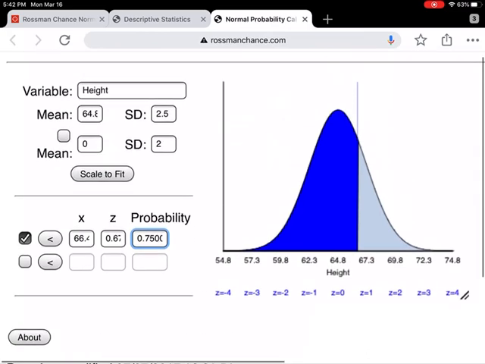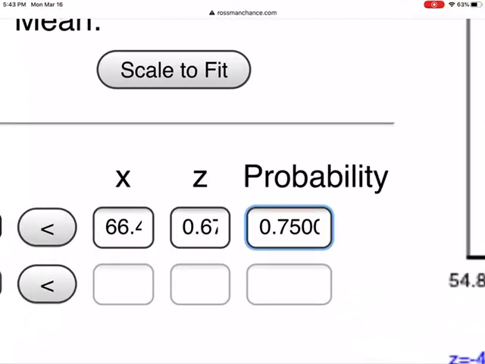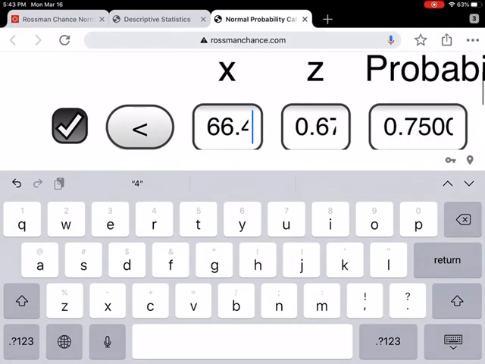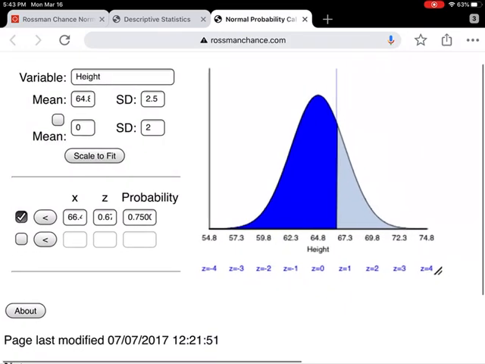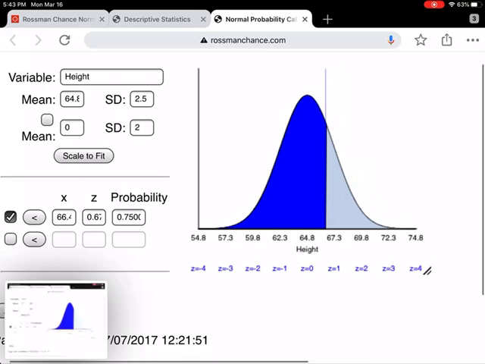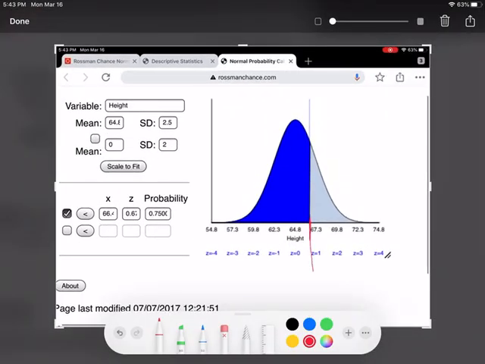That's looking right. So here we've got the shortest 75%, and it tells me right here, it's a little bit hard to see, but it tells me that that height is 66.4 inches. So that is the line. Let's see, I'll screenshot this one too. This line right here is at 66.4 inches. So a woman who's shorter than 66.4 inches is in this bottom 75%, and a woman that's taller than 66.4 inches is in this top 25%.